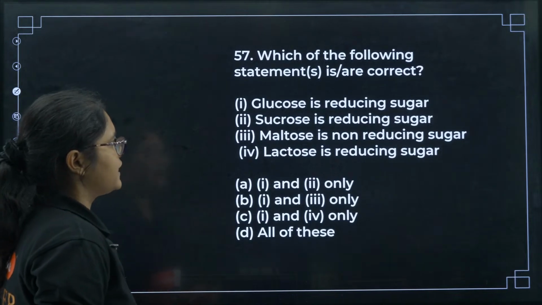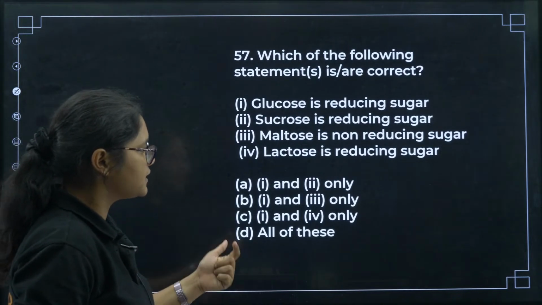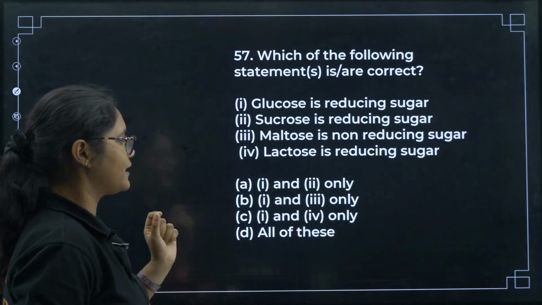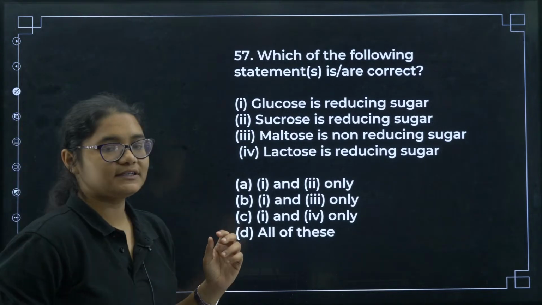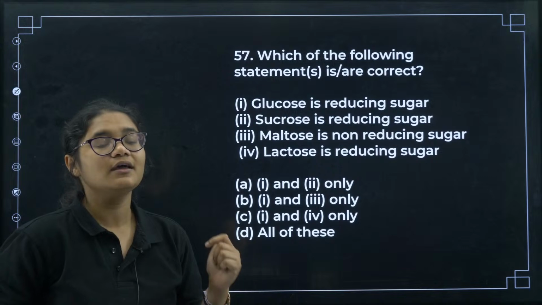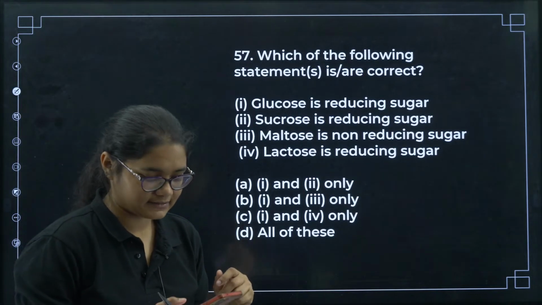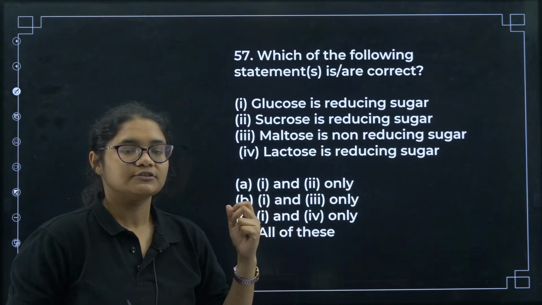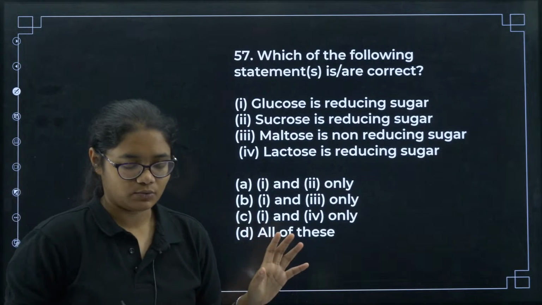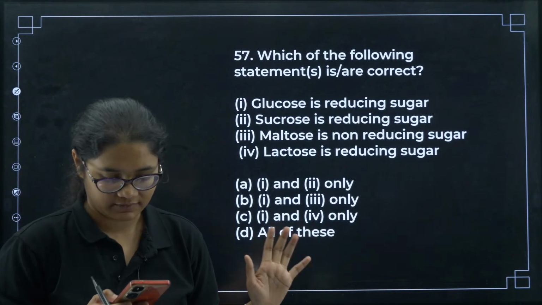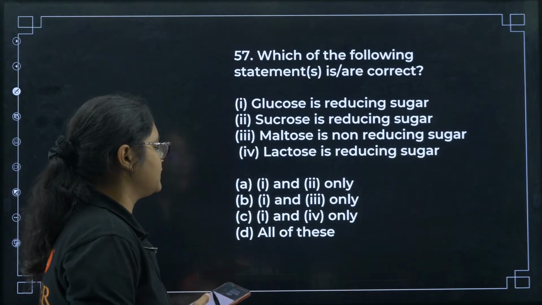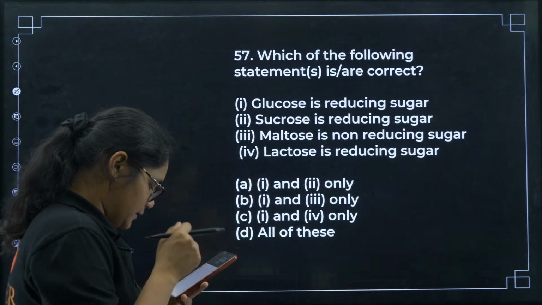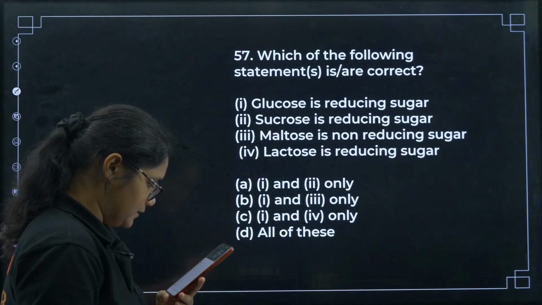Question 57. Which of the following statements is or are correct? Glucose is a reducing sugar, sucrose is a reducing sugar, maltose is a non-reducing sugar, lactose is a reducing sugar. Reducing sugars are those sugars which can reduce Tollens reagent and Fehling's reagent, and they should have a free aldehyde group in their structure. If there is no free aldehyde group, there will be no reaction, but if there is a free aldehyde group, there will be a reaction. So what will happen here? Can anyone guess and tell me the correct answer?